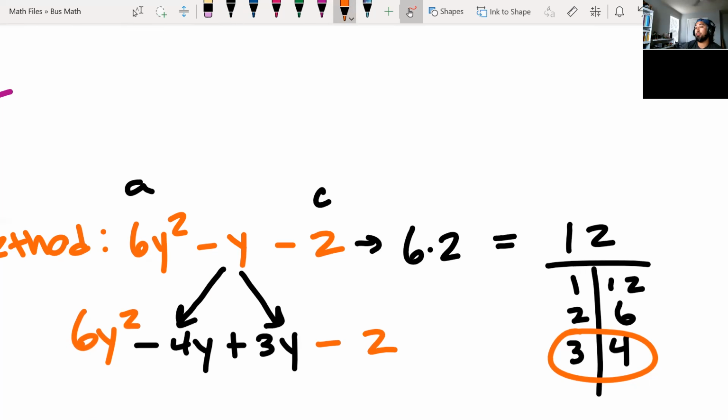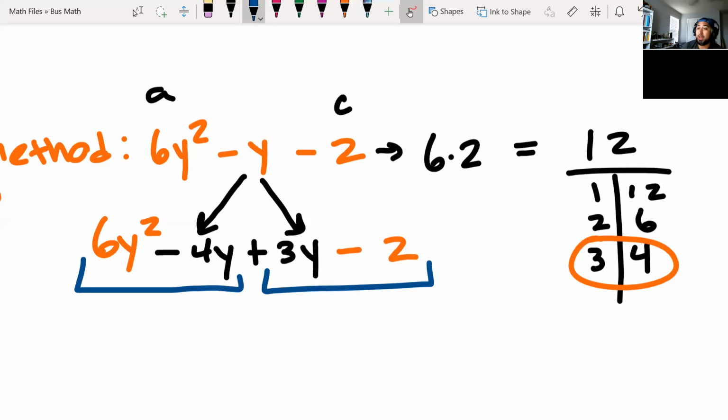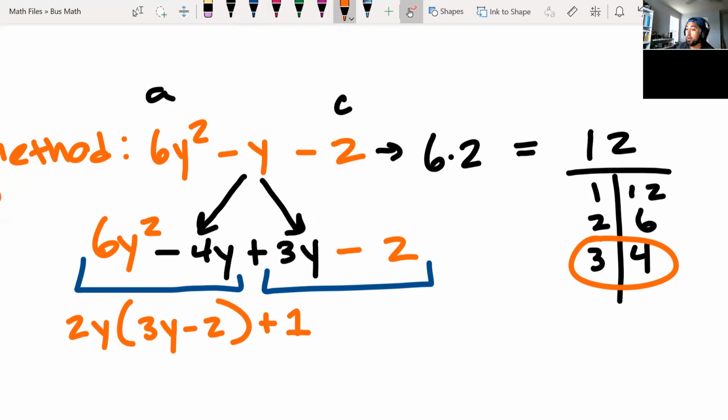We do the split. And now we have our 4-term polynomial, which we can factor by grouping. And from 6y squared minus 4y, what could I factor out of there? 2. So I'm going to take a 2y out, which will leave me with 3y minus 2. And then from 3y minus 2, we see there's no common factors, so we're just going to take out the 1.